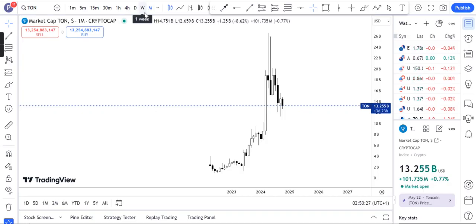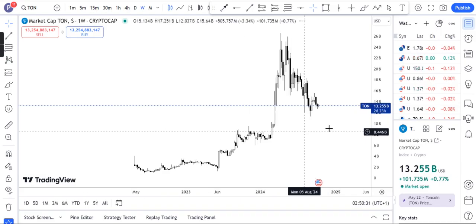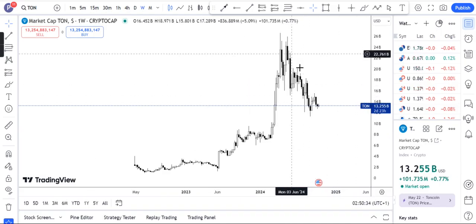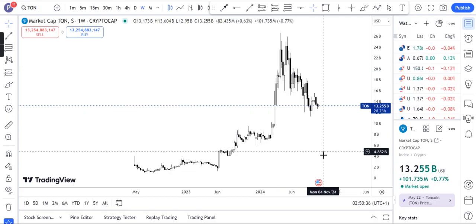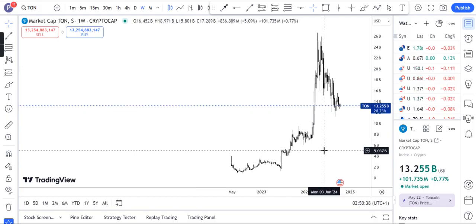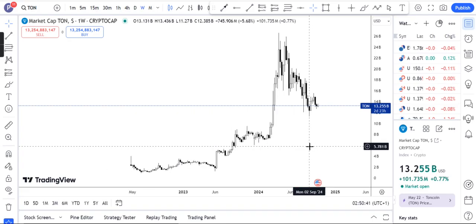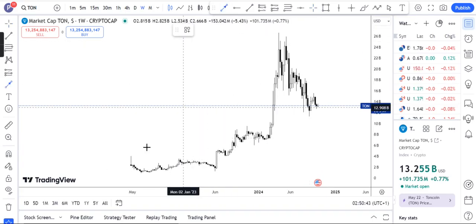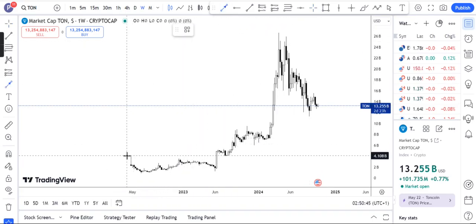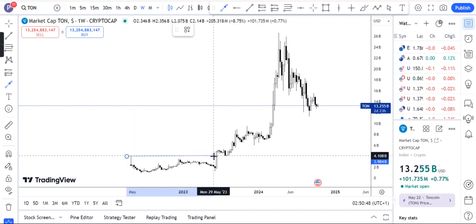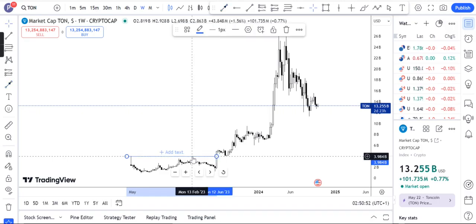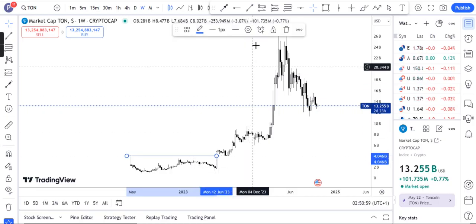But then it looks promising. It looks really promising, especially the fact that it has had a massive drop. So now, what can we see? We can clearly see that at this point, this was the first high this particular coin created.